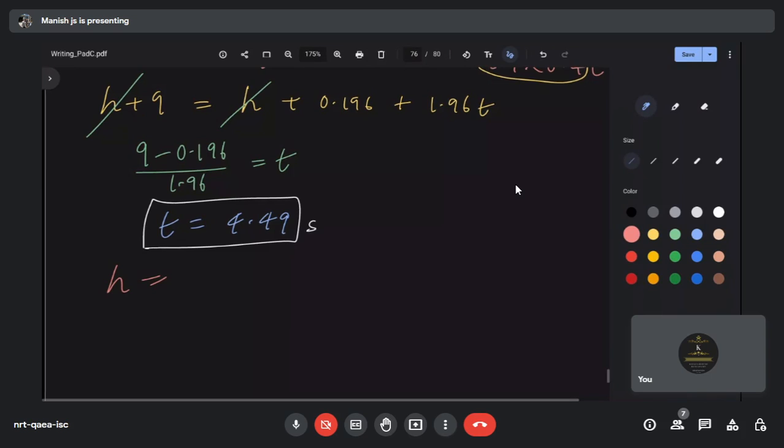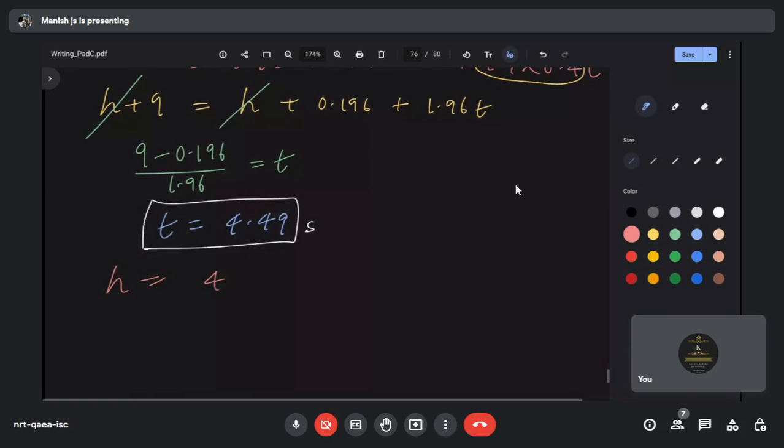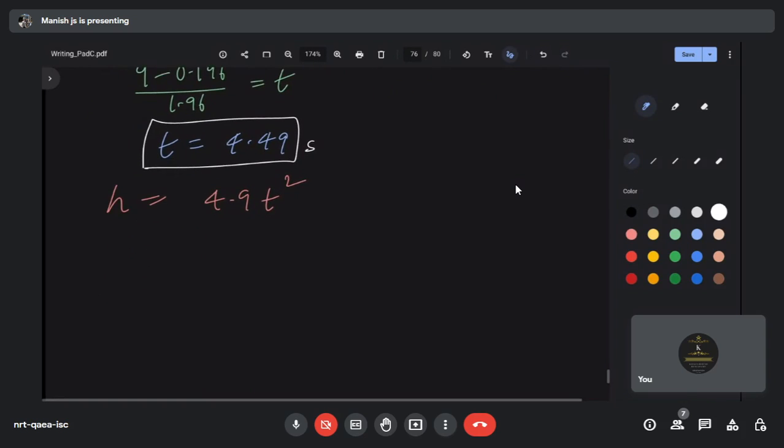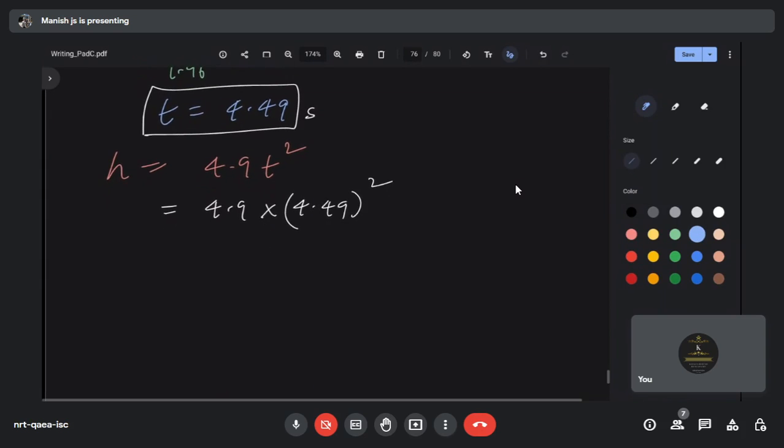So what is h? H is anyways the relationship, first equation நீங்க எடுத்துக்கலாம். So that is, which is simplified version, which is 4.9 t square. Then you can make use of this. Go for a substitution here. So 4.9 into 4.49 the whole square. So that is the value of h. So substitute பண்ணுங்க and simplify it. You would get the appropriate value.